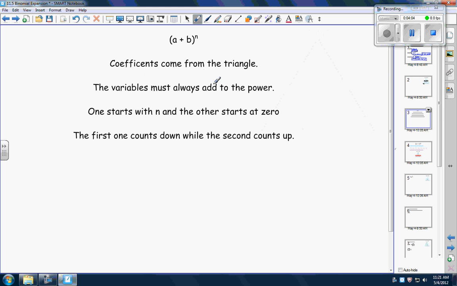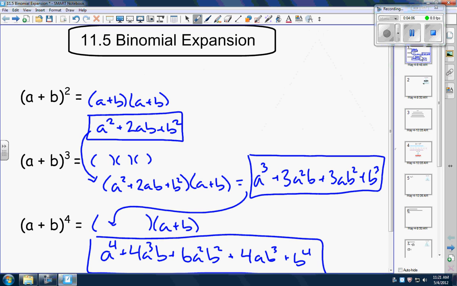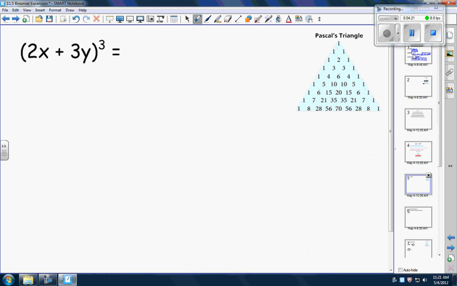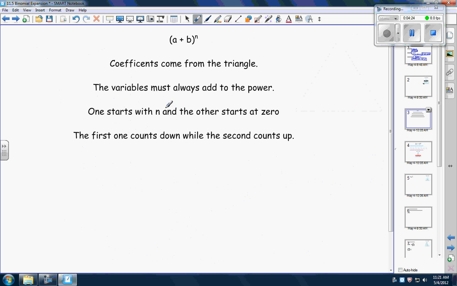Variables must always add to the power. So if we go back and look at this, 4 plus 0 is 4, 3 plus 1 is 4, 2 plus 2 is 4, 1 plus 3 is 4, 0 plus 4 is 4. One starts with n, the other starts at 0. Like we said, A's count down, B's count up, and the last little piece there.